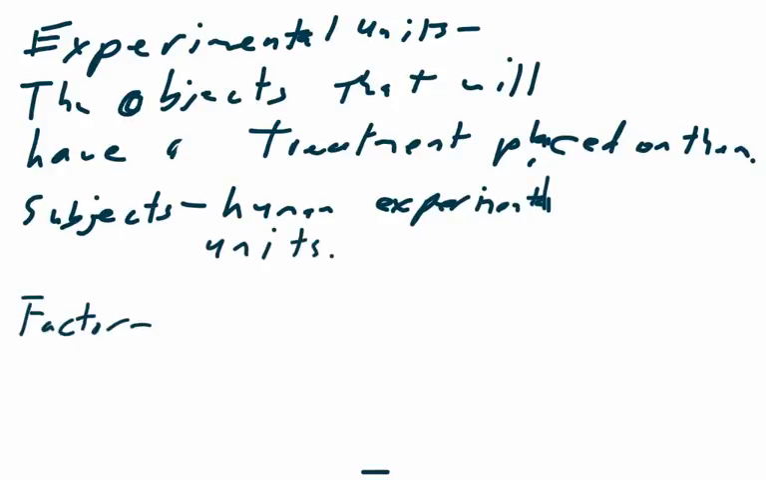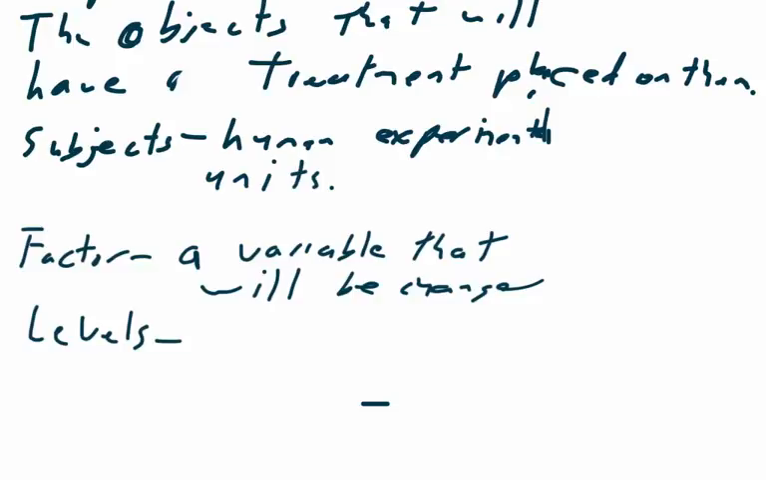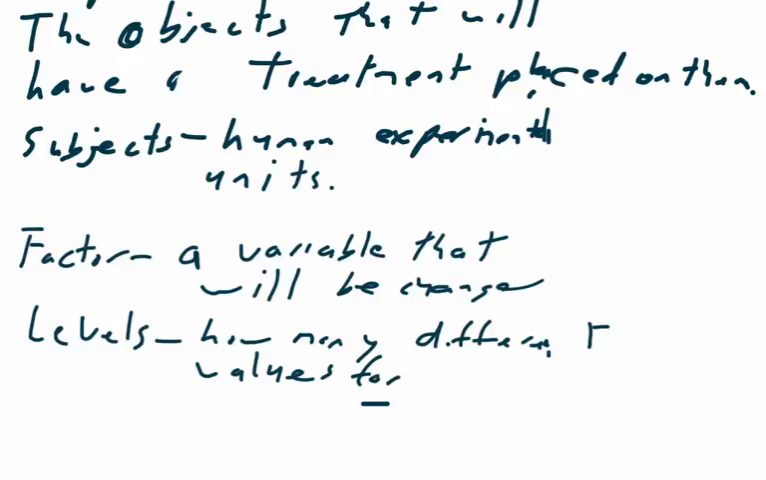The factor is a variable that will be changed in order for the experiment to work. Levels will be how many different values for the factor.